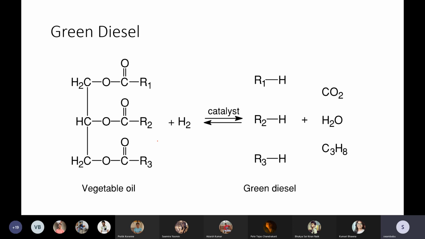So when you perform this hydrogenation reaction in the presence of those metal catalysts, you will get linear chain hydrocarbons. Linear chain means we have carbon, carbon, carbon. You will also get CO2, H2O and C3H8 along with this during the reaction. These linear chain hydrocarbons give very good performance for diesel, so this is called green diesel.